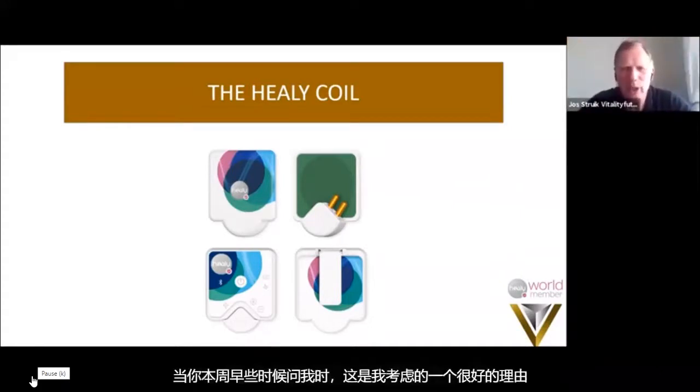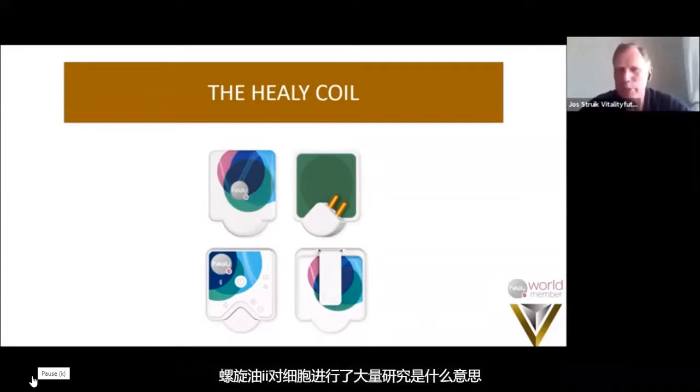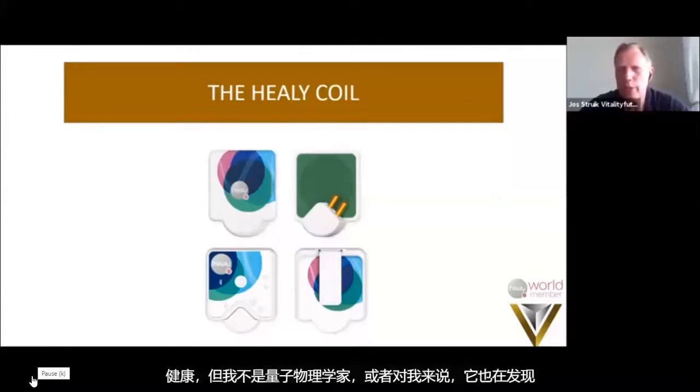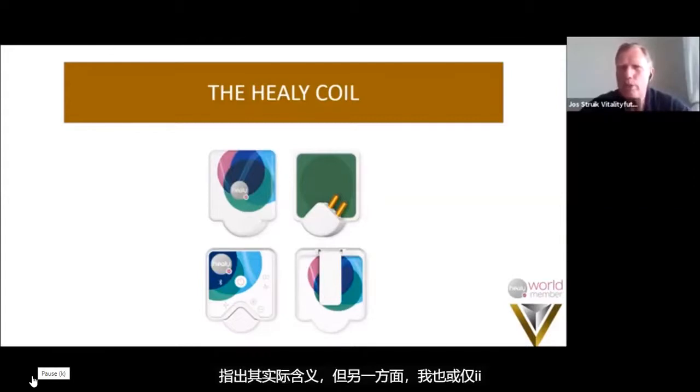When you asked me earlier this week, it was a good reason for me to think about what the Healy Coil means. I do a lot of research into cellular health, but I'm not a quantum physicist, so for me it's also about finding out what it actually means. On the other hand, I only want to understand it to the level that I need it. I can make it Einstein level, but I myself don't understand it, and other people don't understand it.